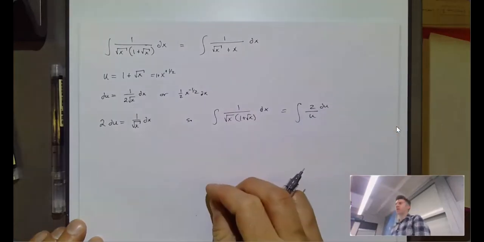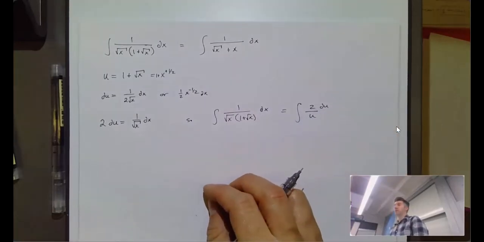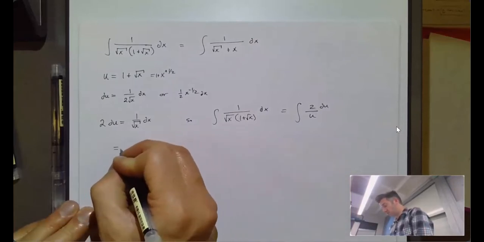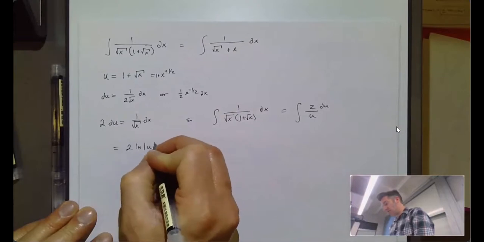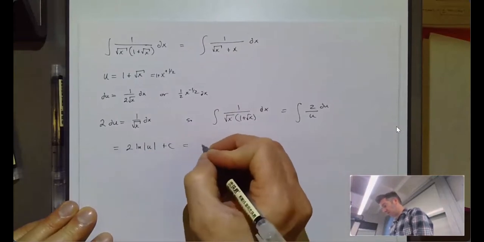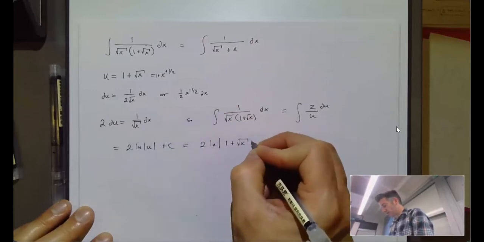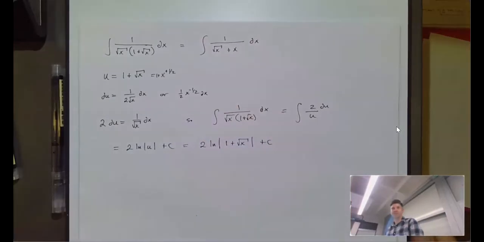We're getting a lot of something over u. That happens often. So this is going to be equal to 2 natural log of the absolute value of u plus c. And then we're going to get 2 natural log of the absolute value of 1 plus the square root of x. That's it.